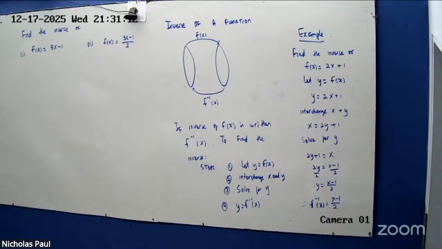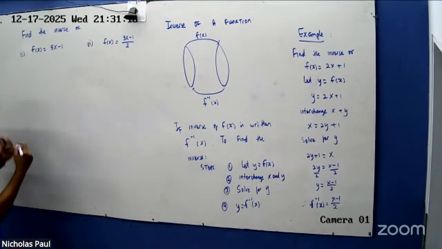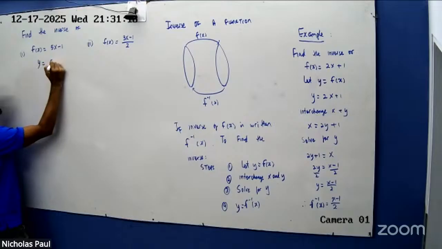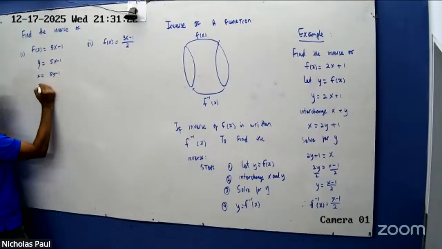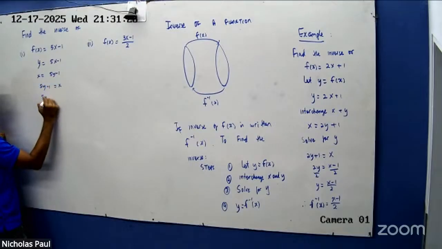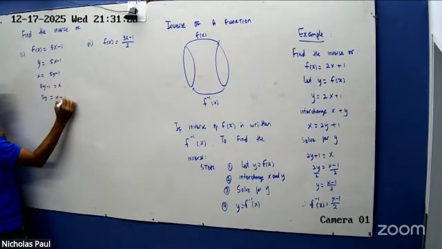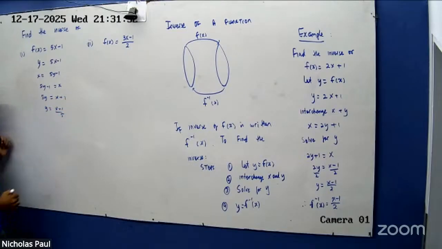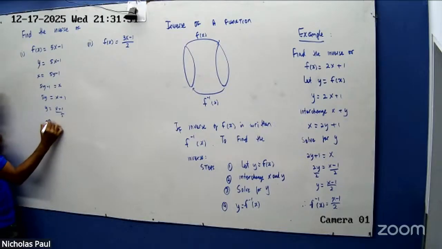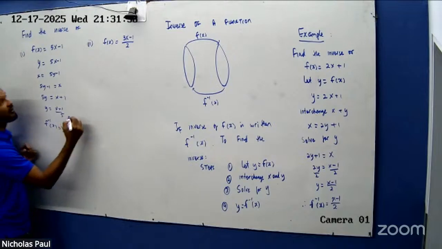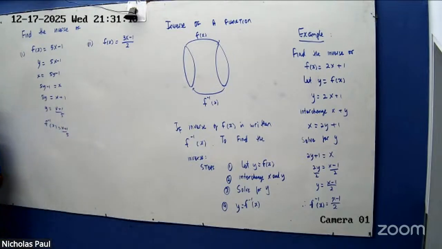Let's check this out. So we have y is equal to 5x minus 1. Interchange x and y, right? And then you want to solve for y. Carry across the minus 1, it becomes plus 1, divide by 5, and it becomes that. So your inverse is (x plus 1) over 5.